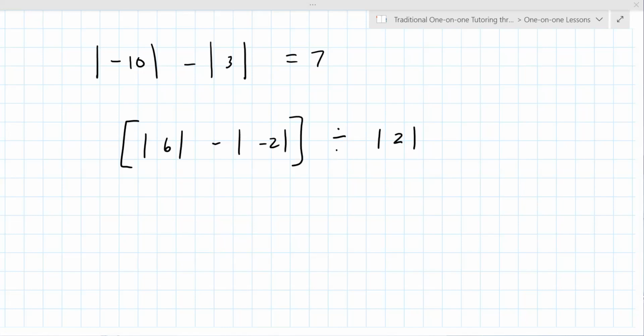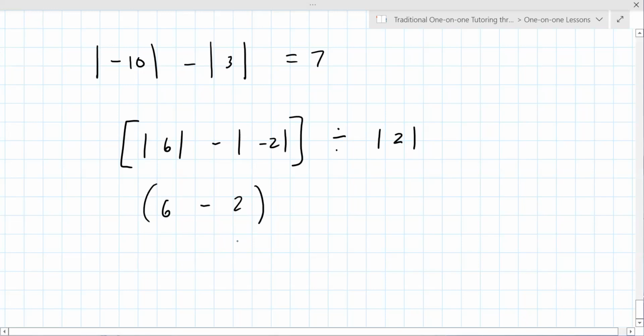Okay, what's your final answer? This part is 4, right? 6 minus 2 is 4. And then definitely divided by the absolute value of 2, which is 2. Final answer is 2. Good.